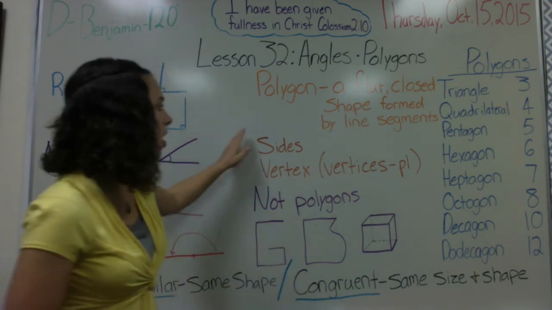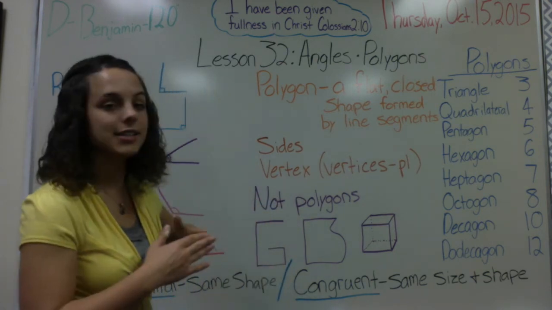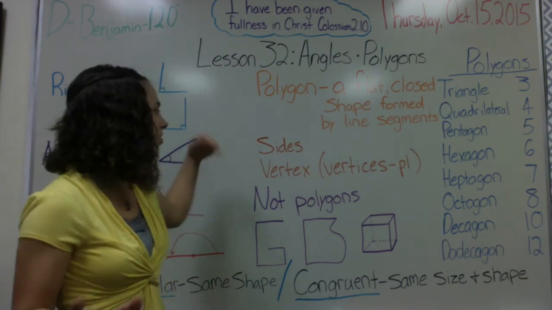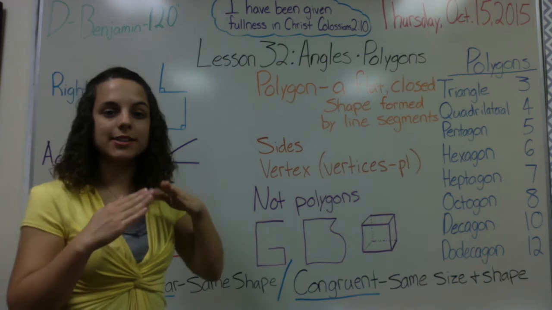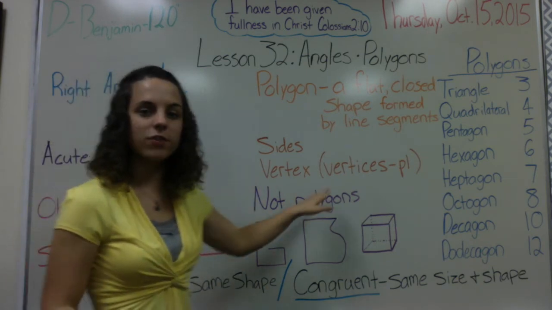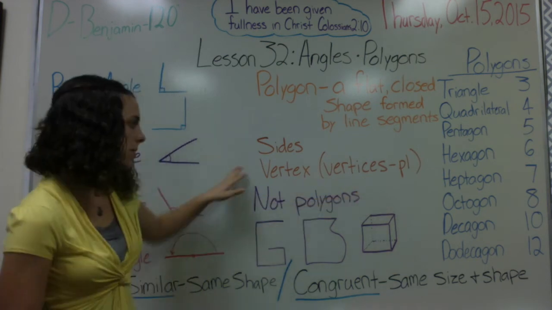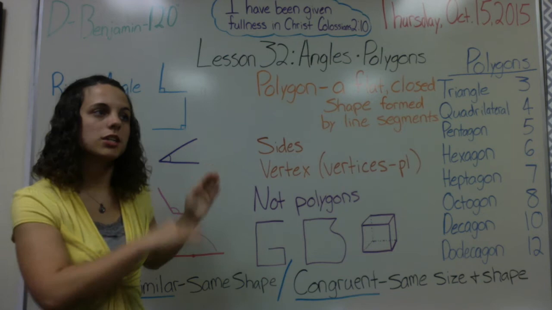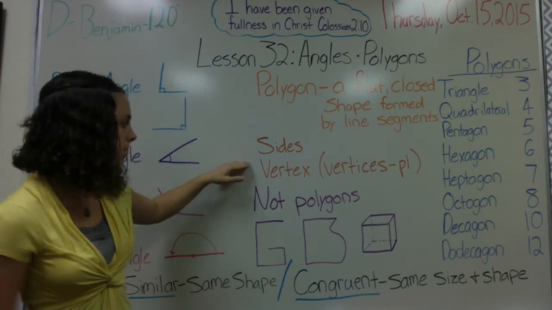Now the sides of our polygon, or the lines that form our polygon, are simply called sides. And the corners where the segments meet together is called a vertex, or we would say vertices for plural. That's what we call them. So we have a vertex, which are our corners, and vertices, which is more than one corner.